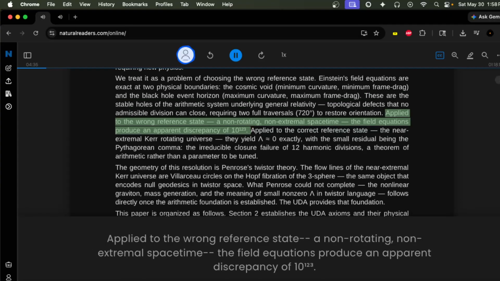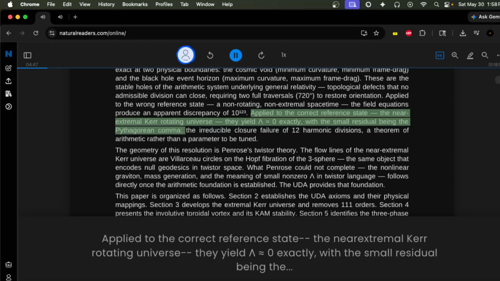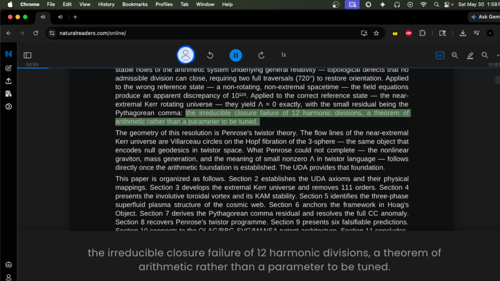Applied to the wrong reference state, a non-rotating, non-extremal spacetime, the field equations produce an apparent discrepancy of 10 to the power of 123. Applied to the correct reference state, the near-extremal Kerr rotating universe, they yield lambda approximately equals 0 exactly, with the small residual being the Pythagorean comma, the irreducible closure failure of 12 harmonic divisions, a theorem of arithmetic rather than a parameter to be tuned.